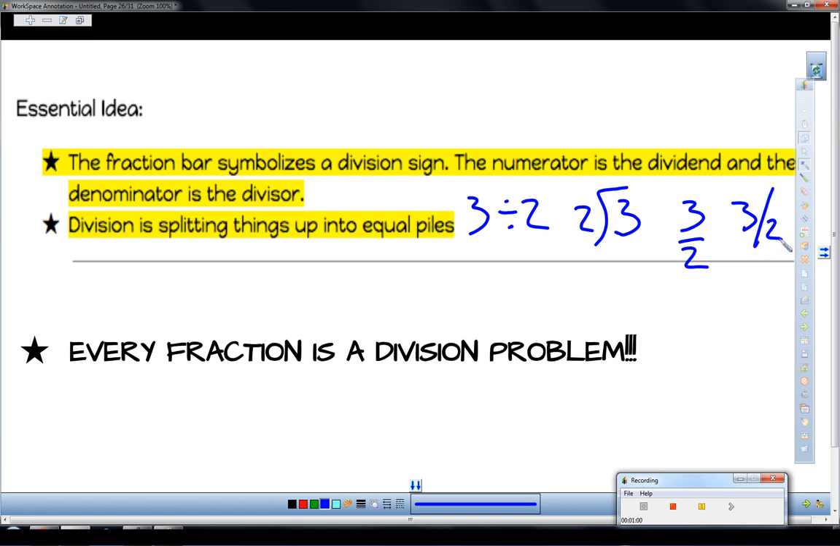Division is splitting things up into equal piles. And so if you think about fractions, we are basically splitting things into equal piles when we're dividing. If your denominator is 4, whatever your numerator is, you're taking pizzas and dividing them into 4 equal slices. So every fraction is a division problem.